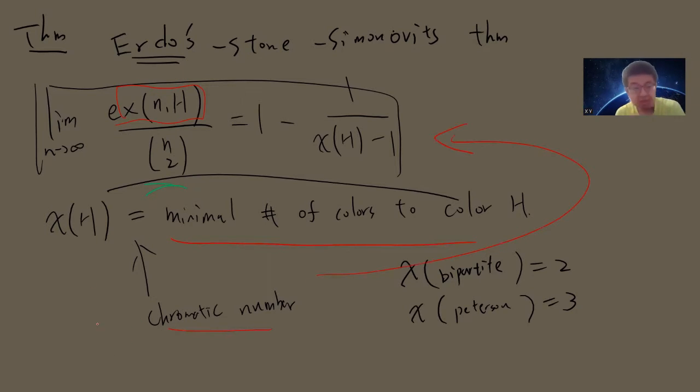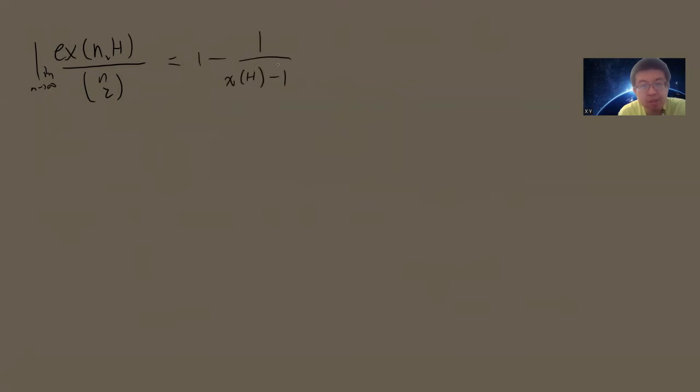Okay, so this is the theorem, and in this video I'm going to talk about one special case which this theorem doesn't cover. So let's write it down. The theorem says the following: the limit is determined by the chromatic number. But this theorem doesn't tell you about some special cases.